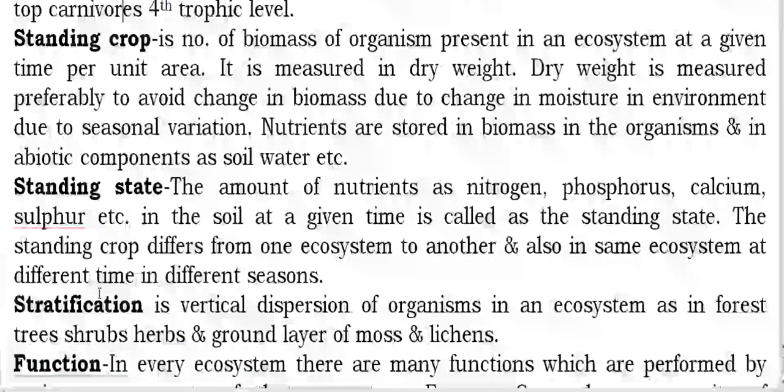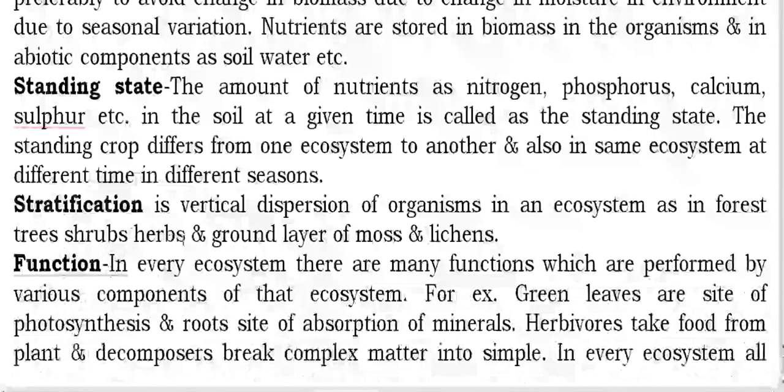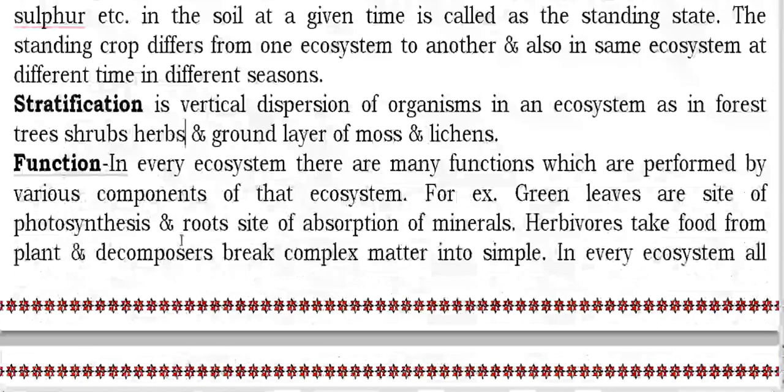Stratification is when various plants form different layers, as in a forest the tree forms the top layer, then the shrub, then herb, and the ground layer is grass or moss and lichen. So there are various layers.